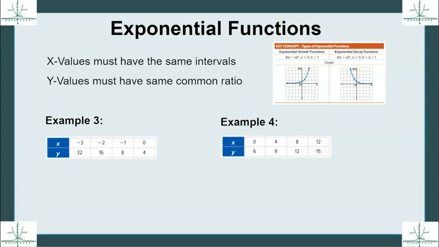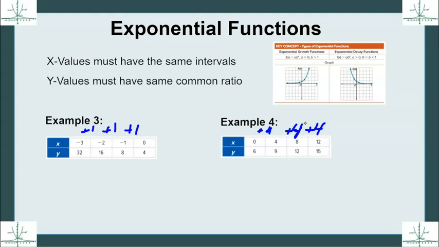So in example 3, I go from -3 to -2 to -1 to 0. These are all increasing by 1. And over here, going from 0 to 4 to 8 to 12, they're all increasing by 4. So that's what you want to look for when you're looking at a table of values. The y values must have the same common ratio.